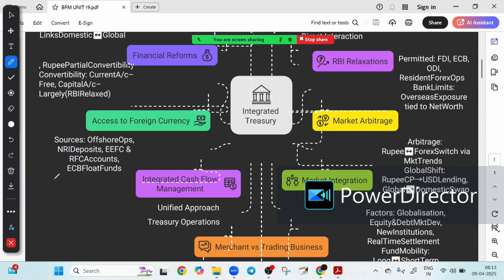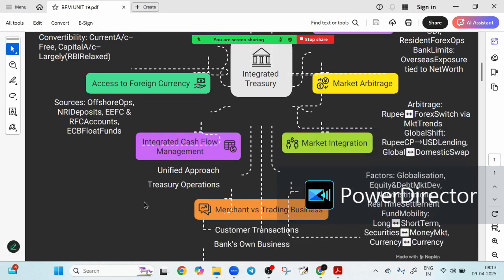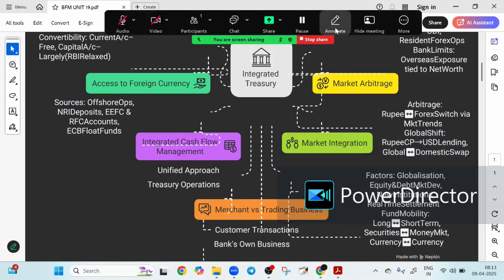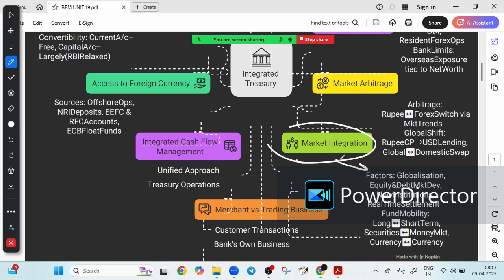What about the market integration? As you can see on the right side, if we talk about the market integration, with globalization and fast-paced technology, markets are now more connected than ever. Treasury integrates money market, currency market, as well as long to short term funding and even security trading.